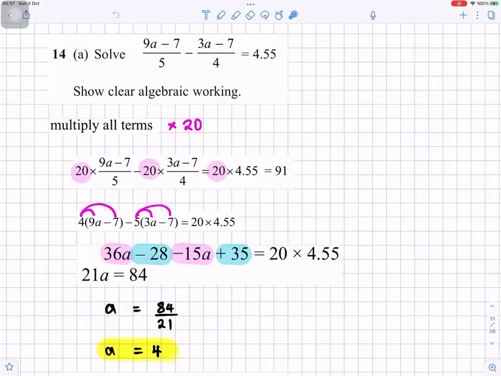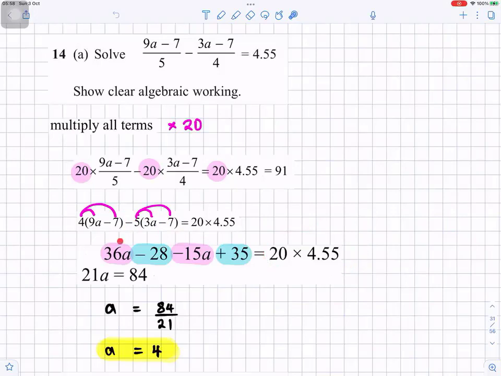Remove the brackets. 4 times 9a is 36a. 4 times 7 is 28. Minus 5 times 3a is minus 15a. Minus 5 times minus 7 is plus 35. Remember, the minus times the minus will give you the plus. And then you have 20 times 4.55 on the right.